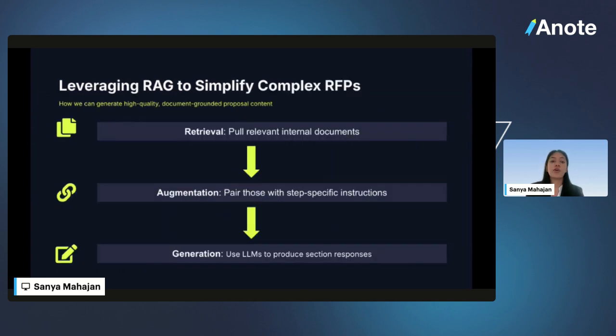So instead of relying on fully manual writing, we use RAG, or retrieval augmented generation. What's exciting is how modular this is. We retrieve, pair, and then generate content based on specific instructions. First we pull relevant internal documents and pair them with specific instructions extracted from the RFP, or request for proposal. The last step is generation, where we use large language models to produce section responses. This helps to avoid hallucinations and ensure that the content we produce is grounded, targeted, and reusable across domains.